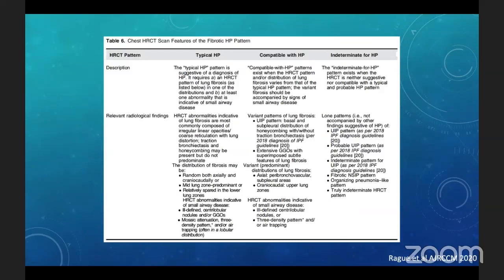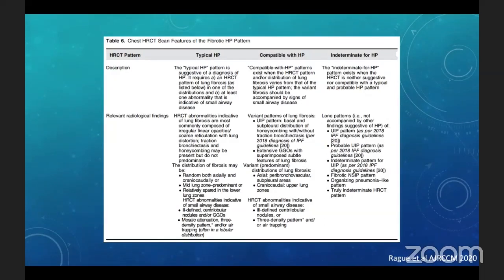This is the table that describes the features of fibrotic hypersensitivity pneumonitis, the typical and the compatible patterns. So what are the signs of fibrosis? We've been talking about fibrotic, non-fibrotic. So the earliest sign of fibrosis is reticulation.